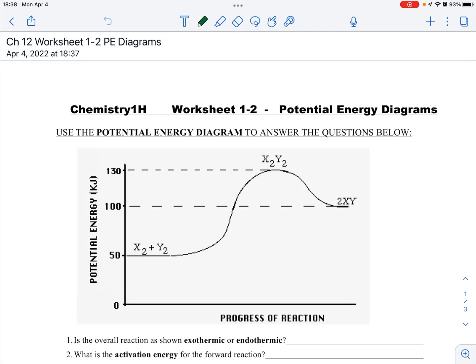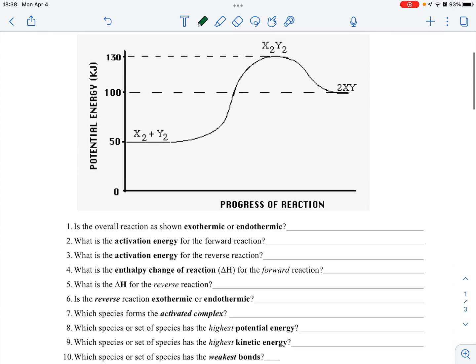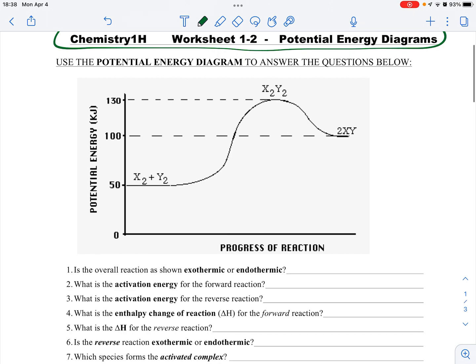I'm trying this in Notability. It's my first attempt at using Notability. So you have a worksheet to do, and it's one you're picking up today. It's worksheet 1-2, potential energy diagrams, and it's pretty simple. I'm going to do a little bit of this with you, but this is very self-explanatory. I just want to make sure that you understand a few things here.